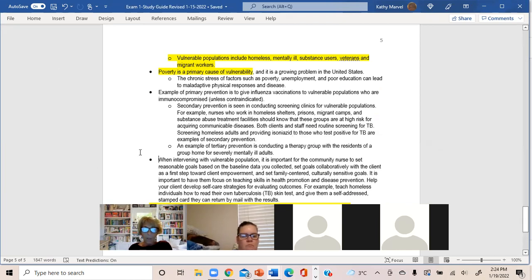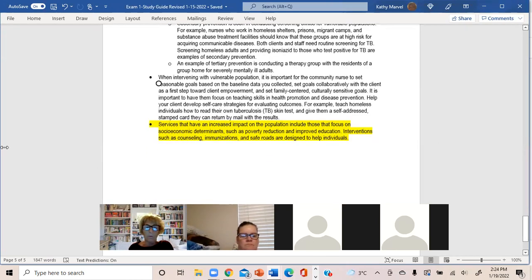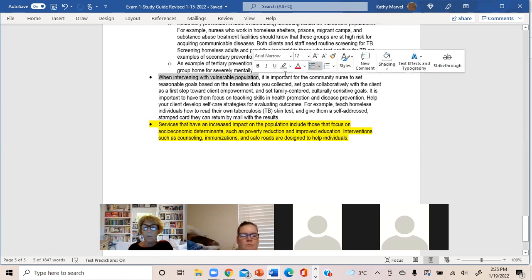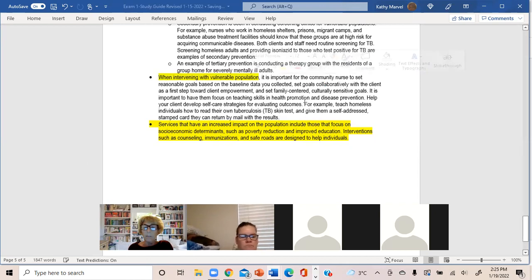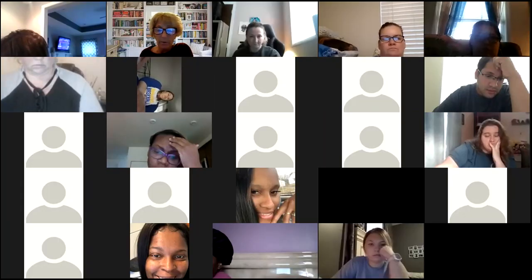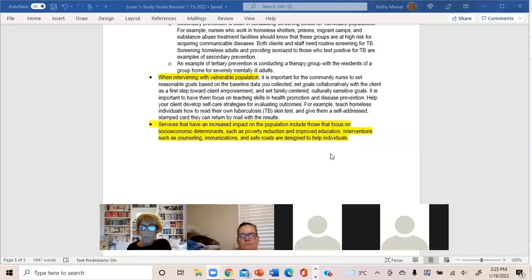Okay. And then the last part of this talks about when intervening with a vulnerable population, what does it look like? It talks about setting reasonable goals, trying to establish trust, being able to determine what their risks are, what their support systems are, and being culturally sensitive. That's a lot of what's in the vulnerable populations chapter, our attitudes towards the vulnerable. I think that was the end of it.